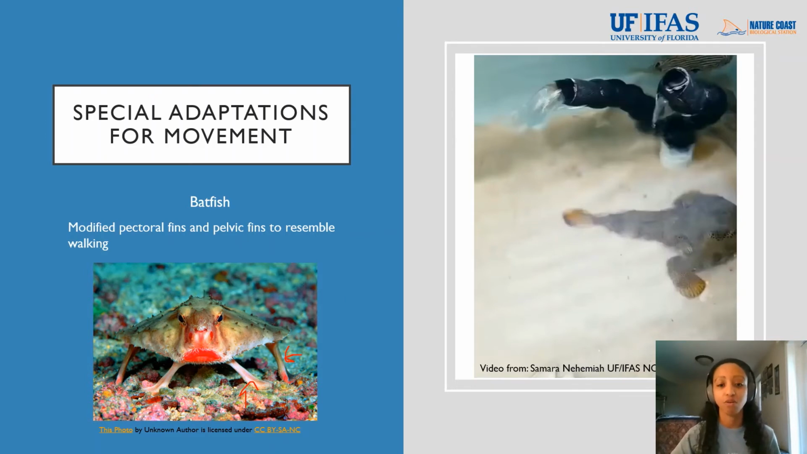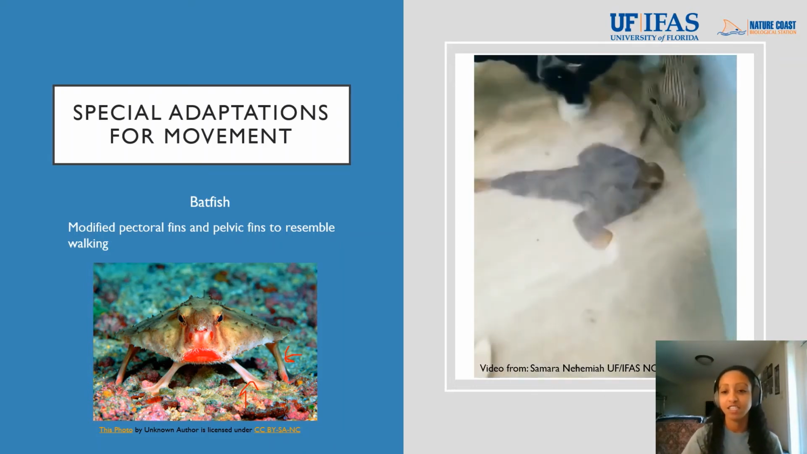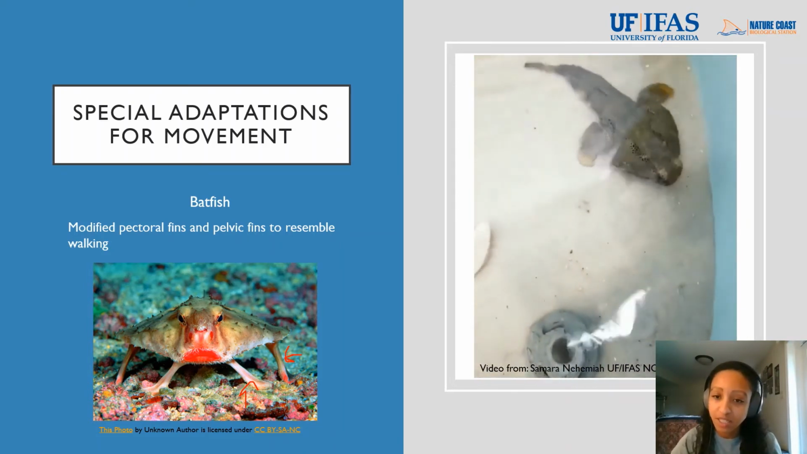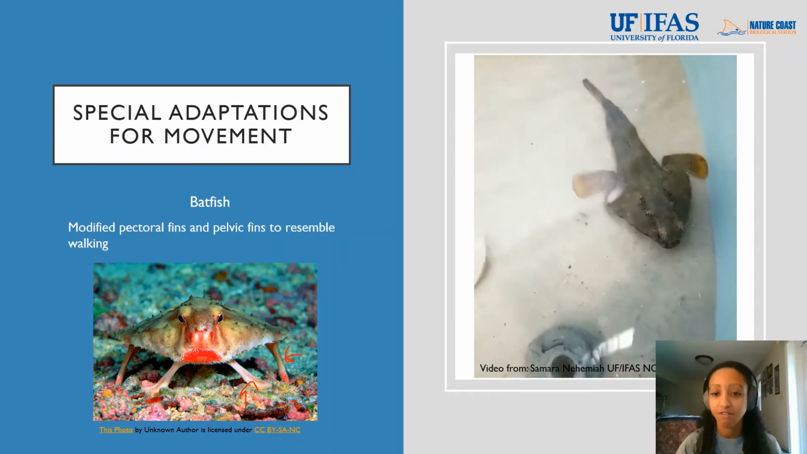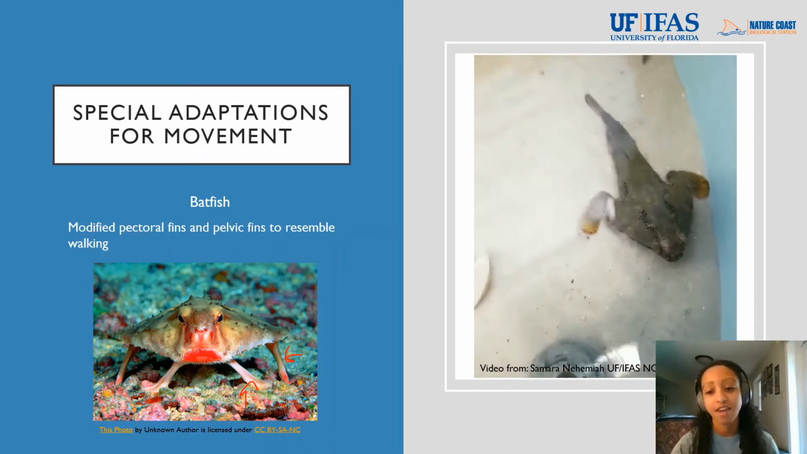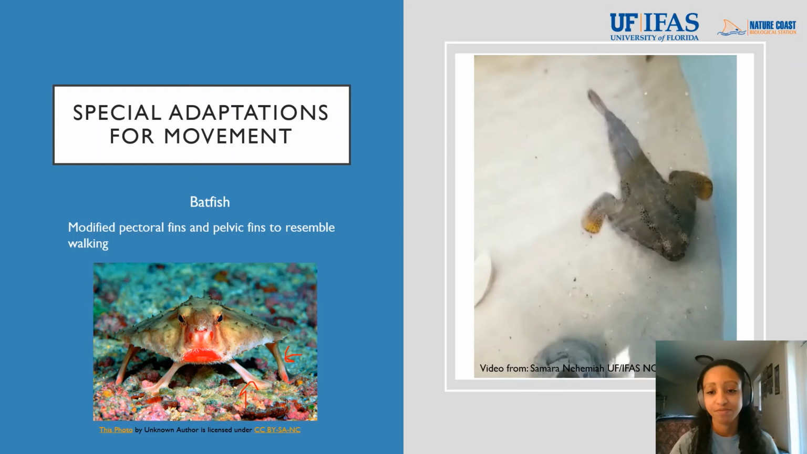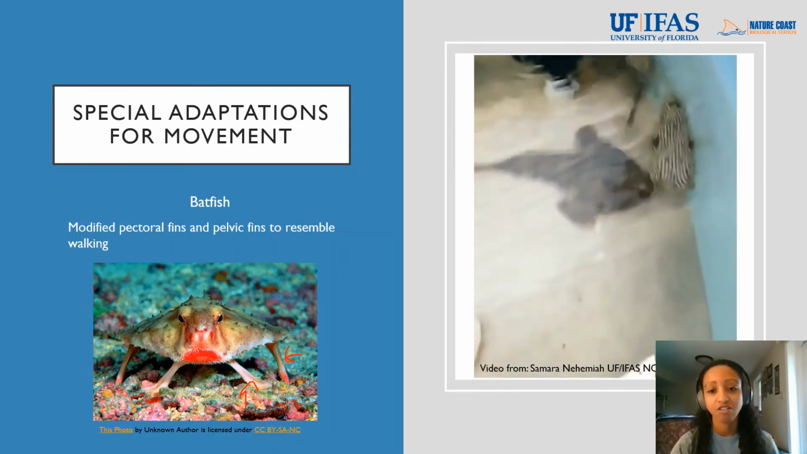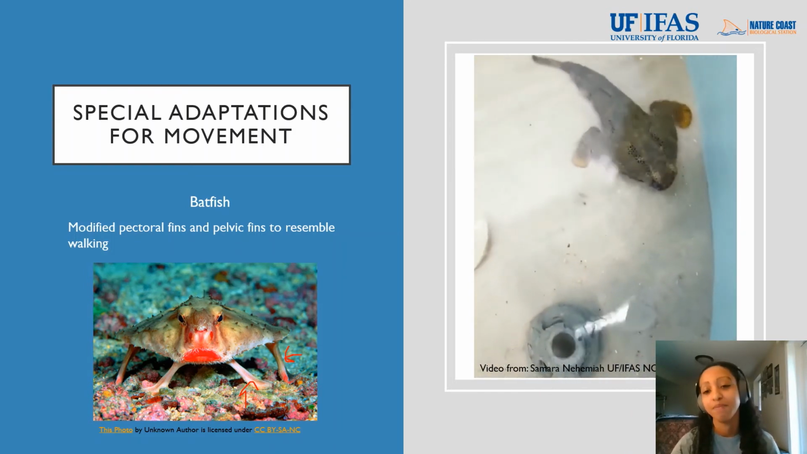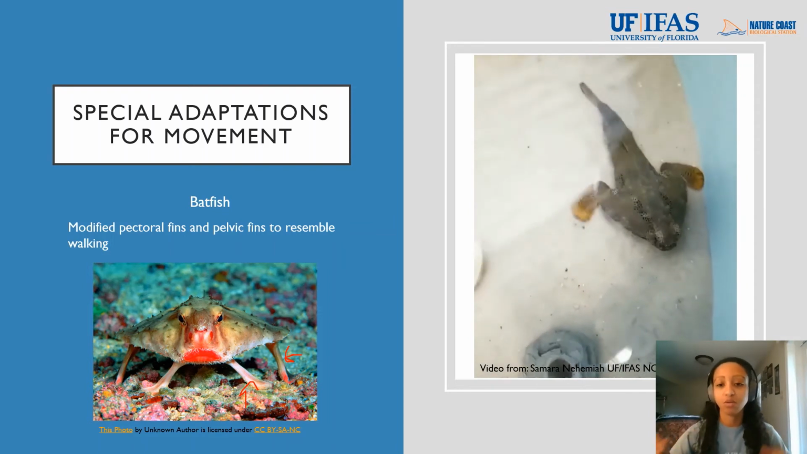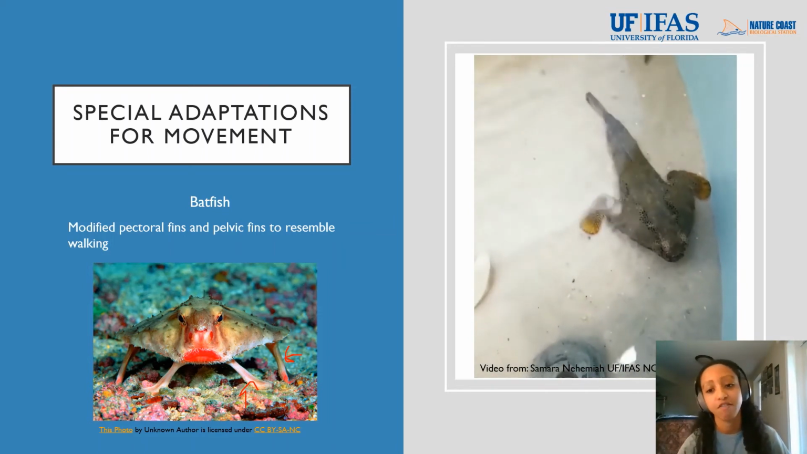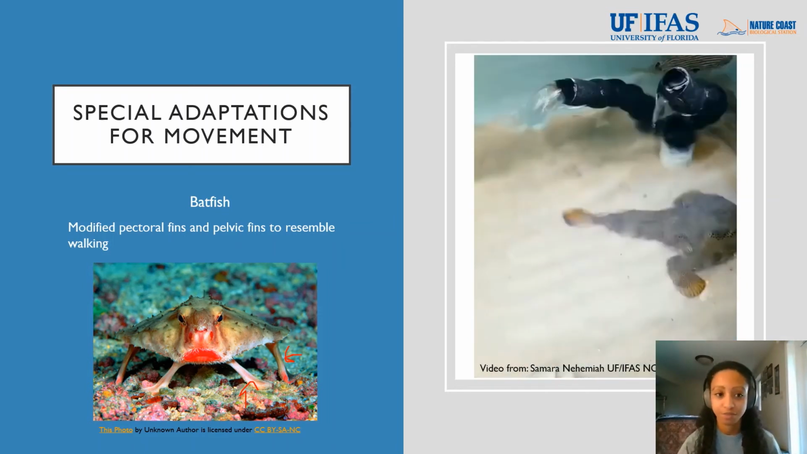stand on the seafloor. So if you see this video from our touch tank in our discovery room of a batfish that is just using its pectoral legs here to move itself around the tank. These guys aren't great swimmers, but they can still use their pectoral fins for swimming, just in a different way than other fish.